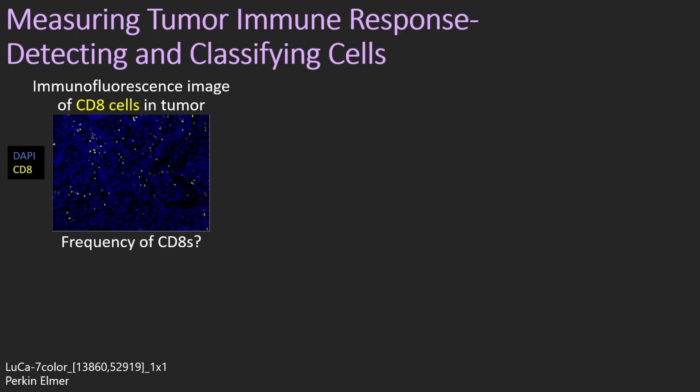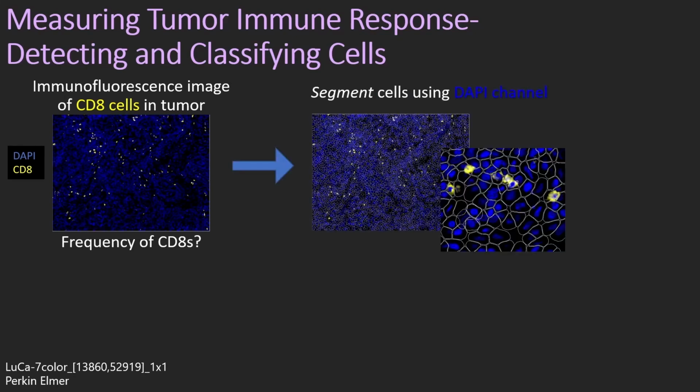You don't just have to segment regions, you can also segment cells. For instance, this is an immunofluorescence image of a tumor. Every nucleus was stained with DAPI in blue, and then CD8 T cells were stained in yellow, and our goal was to try to count how frequent the CD8 T cells are. So we segmented every cell using the DAPI channel, and the zoom in here shows you approximately what that looks like.